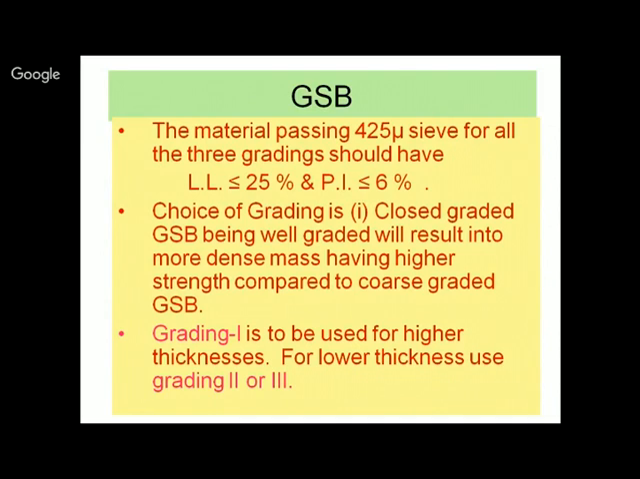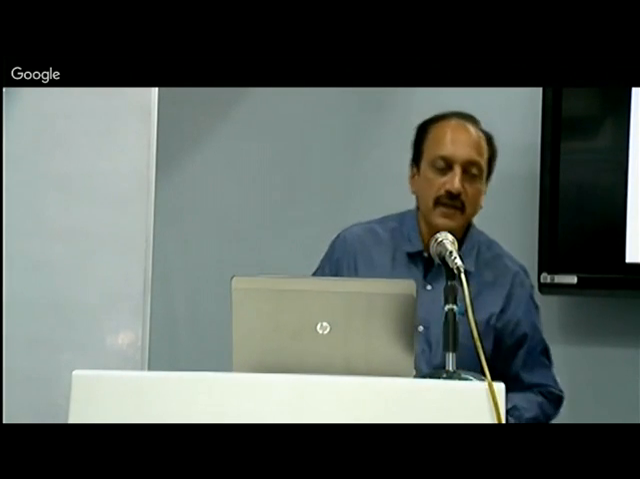Now the next question could be, can I use two different gradings for one layer? Let me explain before that where we are going to select grading 2 or grading 3. What really happens is that we have to first determine the total thickness requirement of the granular subbase or GSB layer, which is determined from the design.